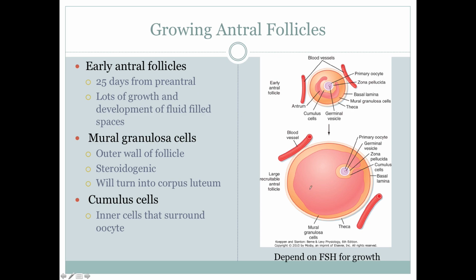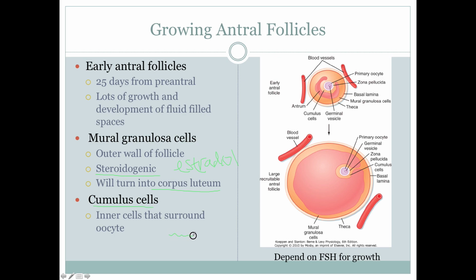Tons of growth, more fluid, more granulosa cells. These are also steroidogenic, which means they can make steroid hormones, mainly estradiol. They're circulating estrogen, estradiol. And after the mural granulosa cells are busted through by the egg that leaves, those mural granulosa cells will become corpus luteal cells. There's also, there are so many fun names in physiology, I promise. Cumulus cells, which means a cloud.